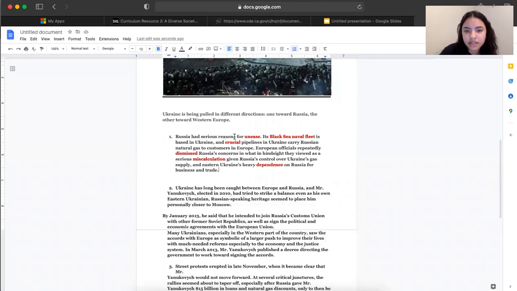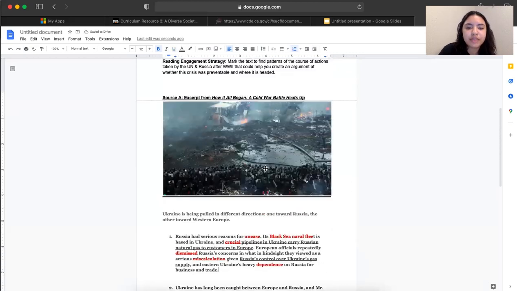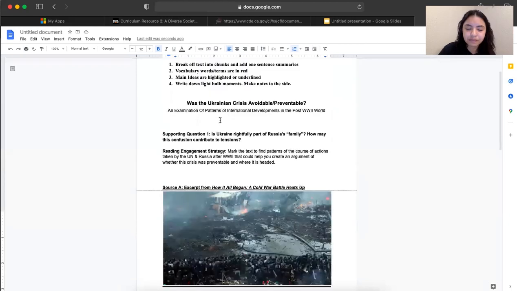So, Russia had serious reasons for unease. Its Black Sea Naval Fleet is based in Ukraine, and crucial pipelines in Ukraine carry Russian gas to customers in Europe. This seems like it would be a main idea. European officials repeatedly dismissed Russia's concerns, which in hindsight they viewed as serious miscalculations, given Russia's control over Ukraine's gas supply. Seems important that we know that Russia is controlling Ukraine's gas supply and Eastern Ukraine's heavy dependence on Russia for business and trade. So we did that.